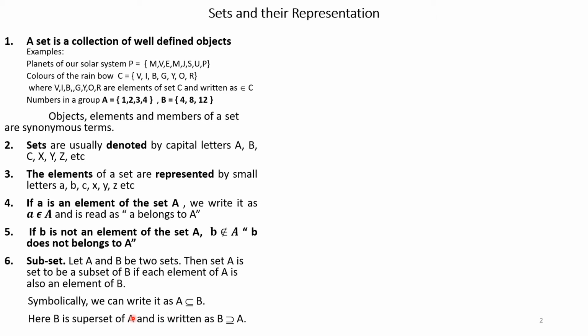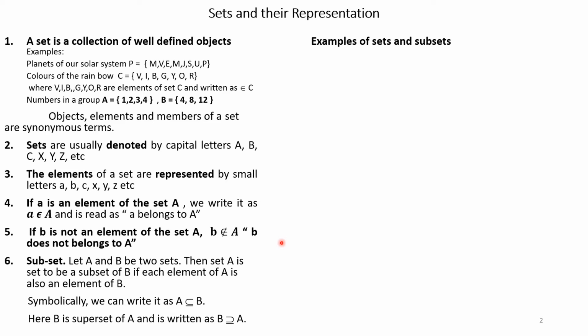Here B is called the superset of A. If B is a superset of A, then it is written with the U symbol pointing towards the left, B superset of A.